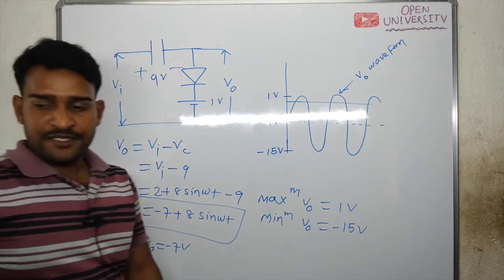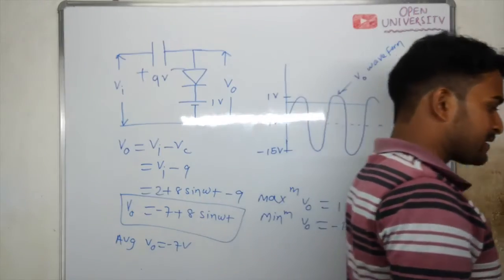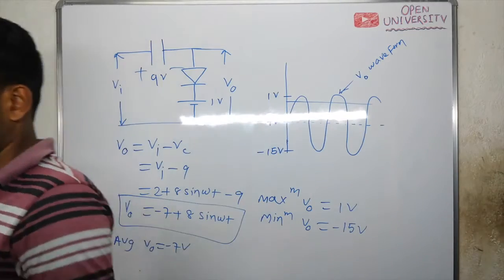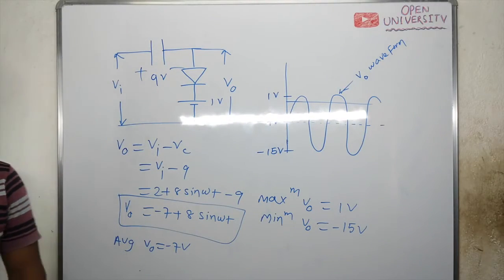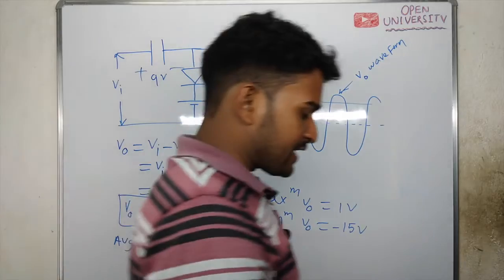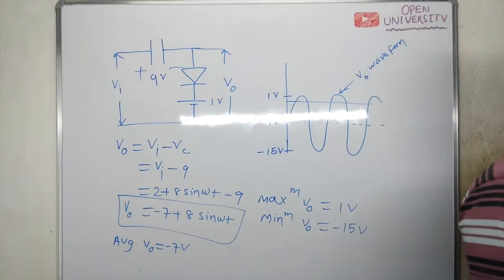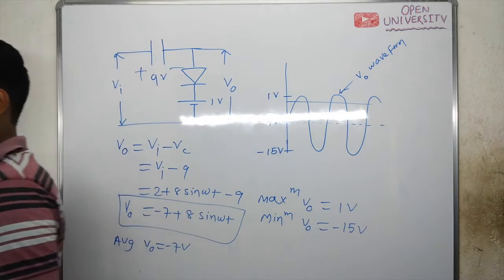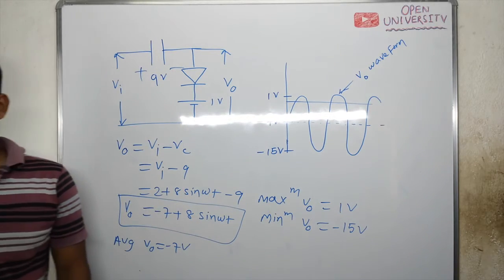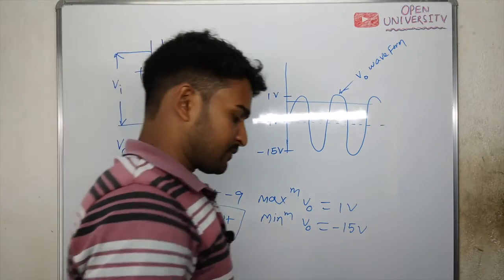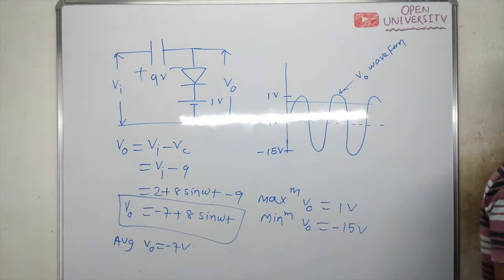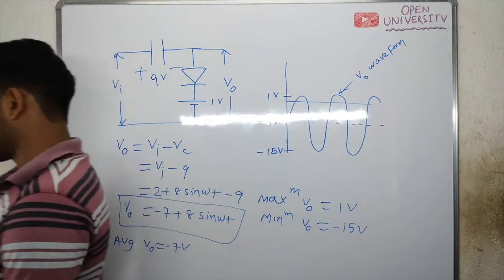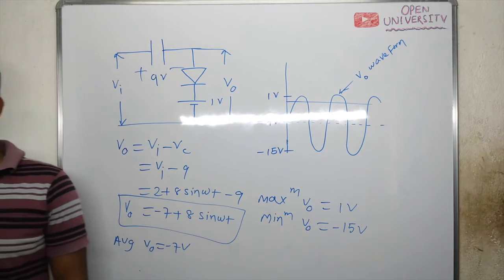Clamper does not change the peak to peak value and shape of the input signal. Full stop. It will change or shift the DC level of the signal. Full stop. Hence clamper is also called DC level shifter.